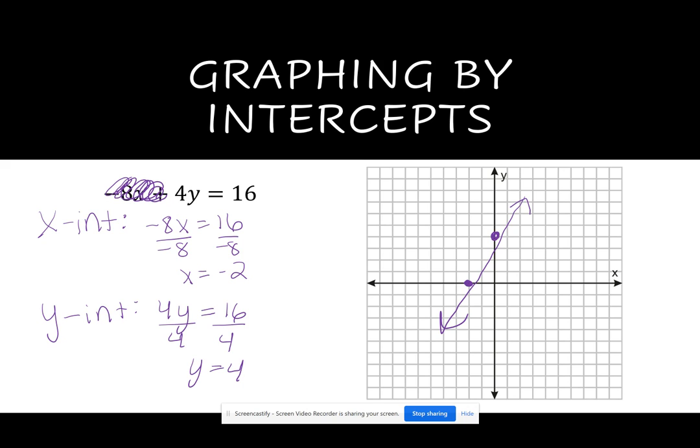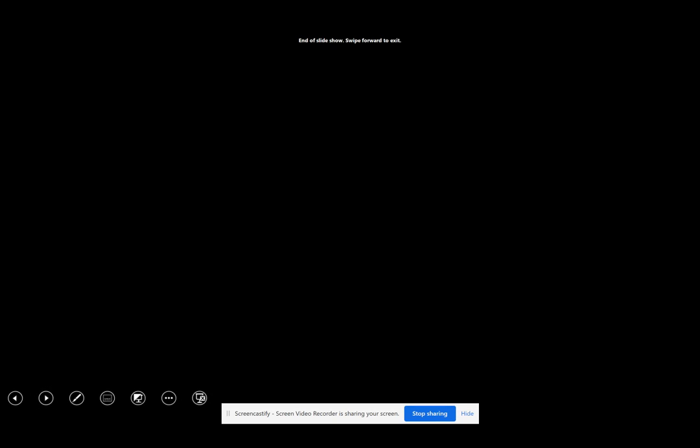That was a really bad line. But we're going to practice this and more horizontal and vertical lines tomorrow in class. So come to class with any questions you have.